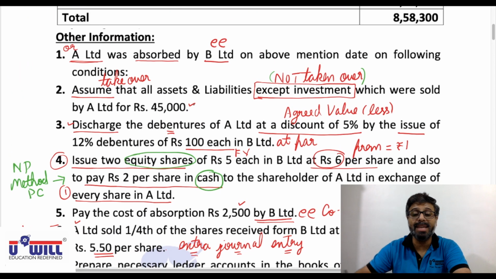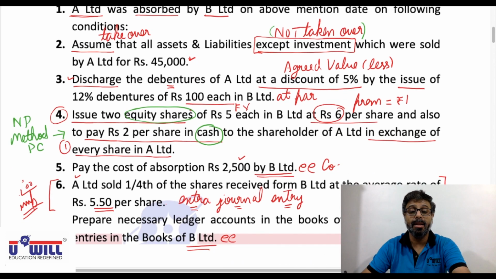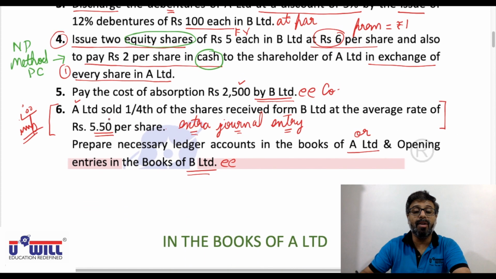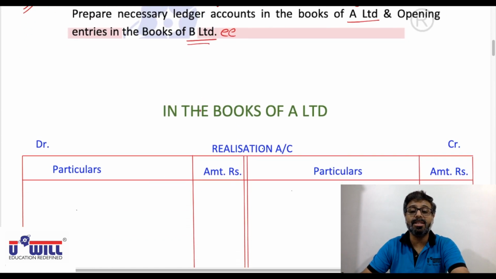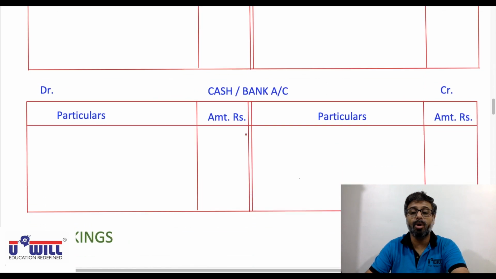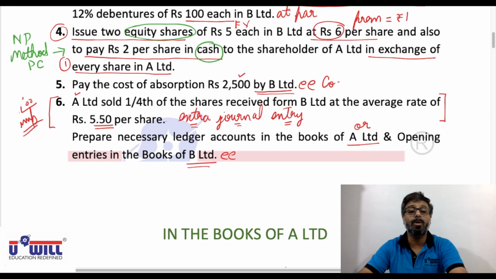Here investments we are selling for 45,000. So how will we do the accounting for receiving that money? Cash rupees 2 per share is received from the transferee company B Limited. So how will we do the accounting for that? 1/4 of shares are sold at 5.5 per share. How will we do the accounting for that? Because so many transactions of cash are there, you have to make the cash and bank account also. So make these formats, pause the video, then we proceed with the workings.